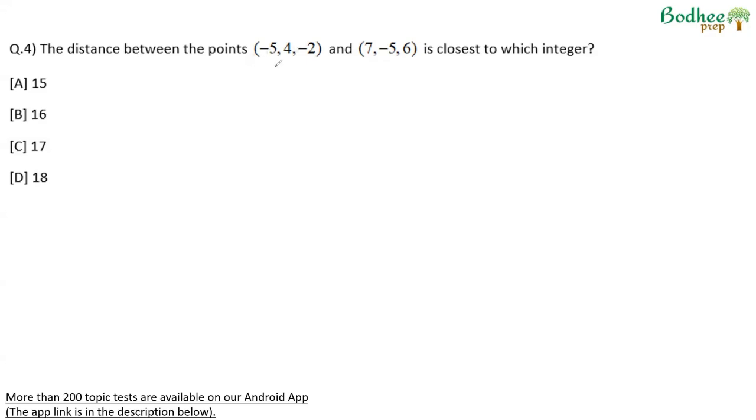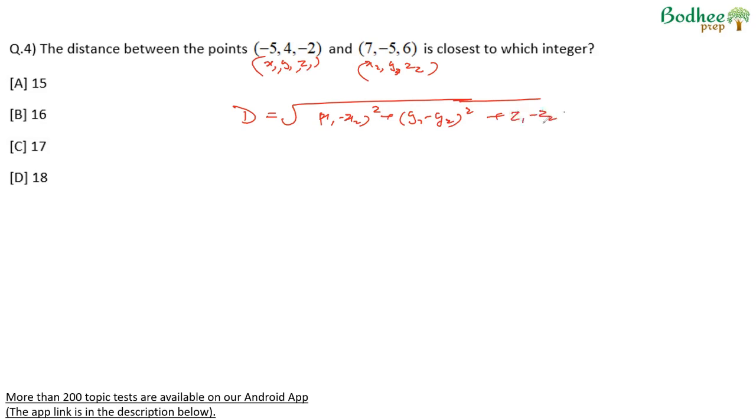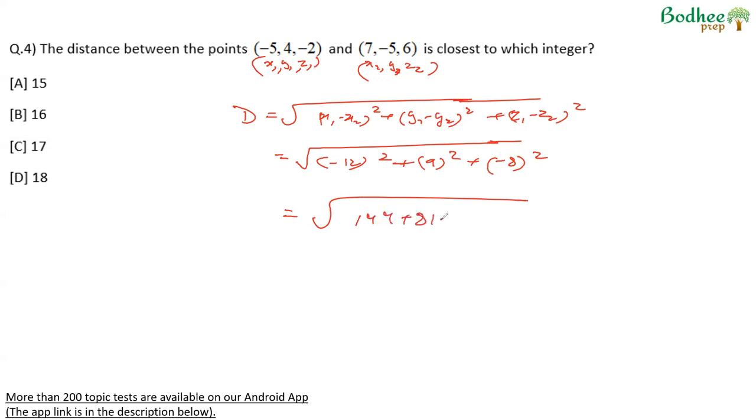Distance between the points x1, y1, z1 and x2, y2, z2, 3D instead of 2D, is closest to which integer? The distance is simply root of (x1 minus x2) square plus (y1 minus y2) square plus (z1 minus z2) square. This is root of (minus 5 minus 7), minus 12 square, plus (4 minus minus 5), so 4 plus 5, 9 square, plus (2 minus 6), minus 4 square. This is nothing but 144 plus 81 plus 64.